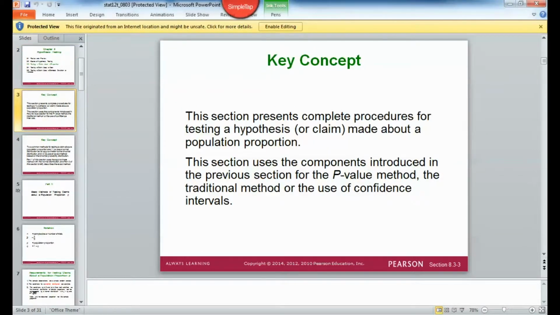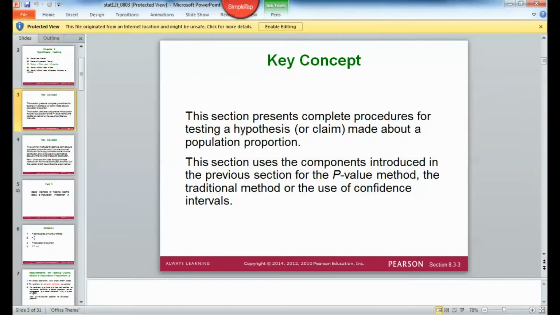Alright, so in this section we're going to complete procedures for testing a hypothesis or claim made about a population proportion. So that is made about P, the population proportion, not P hat. The difference is that P is the population proportion, and P hat is a sample proportion. So if you have a sample of data values and you get a proportion from that, that's your P hat. P by itself is the population proportion.